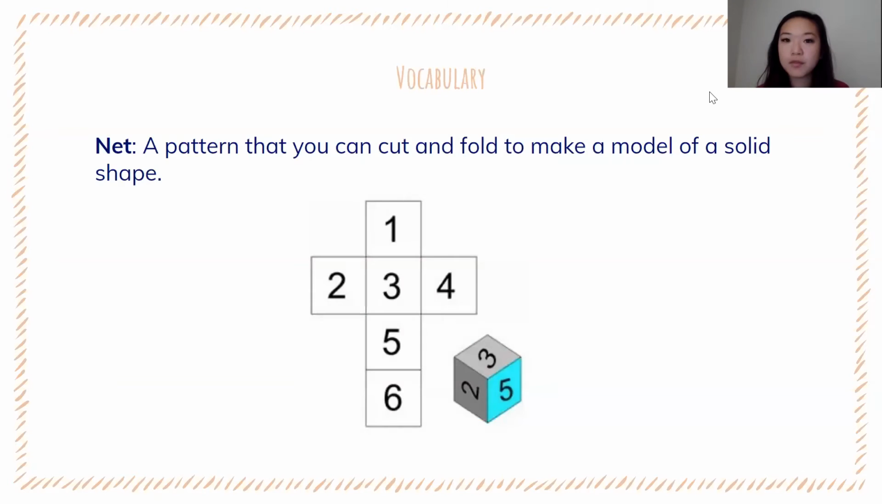All right, moving forward to our vocabulary section. I have the vocabulary word for a net. If you were a little bit confused about what the title was for the lesson, I'm going to tell you what a net is, and then that will make a little bit more sense. A net is a pattern that you can cut and fold to make a model of a solid shape.